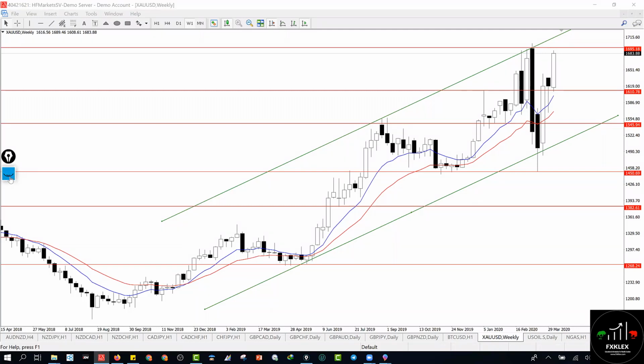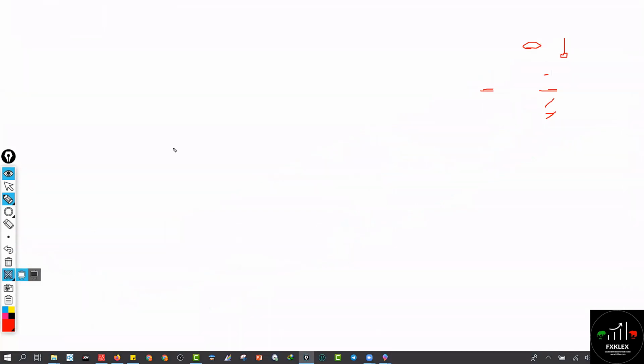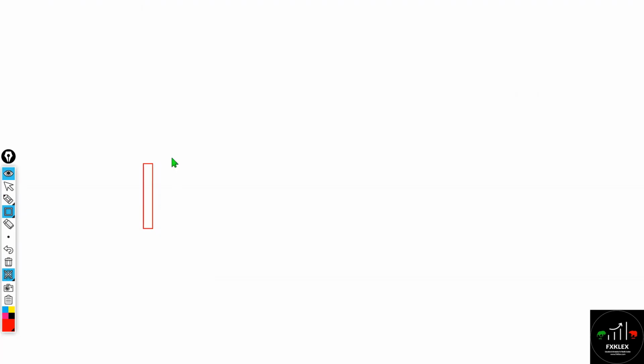So, in our last class, we discussed all these candle formations. We discussed the three patterns of candle formations: the morning star, the evening star, the doji star, the three white soldiers and the three black crows.